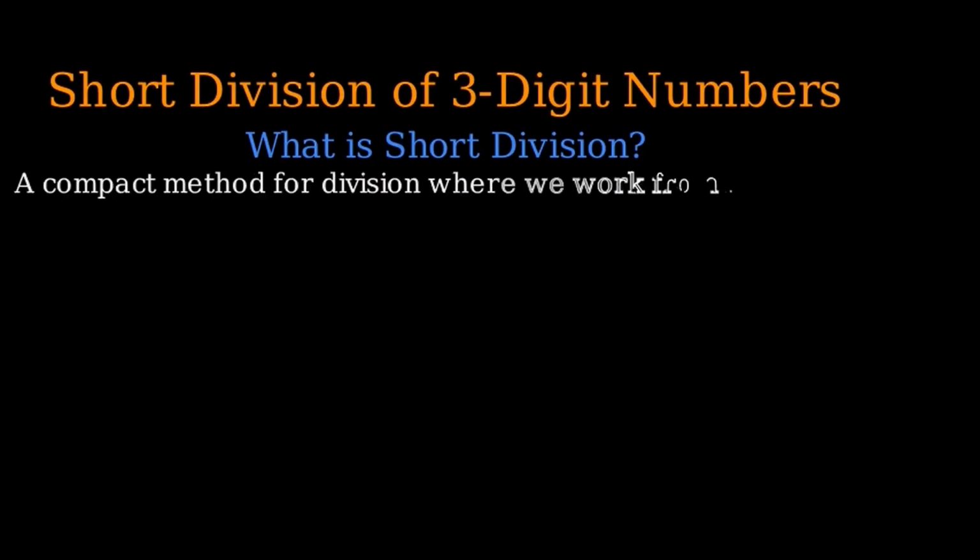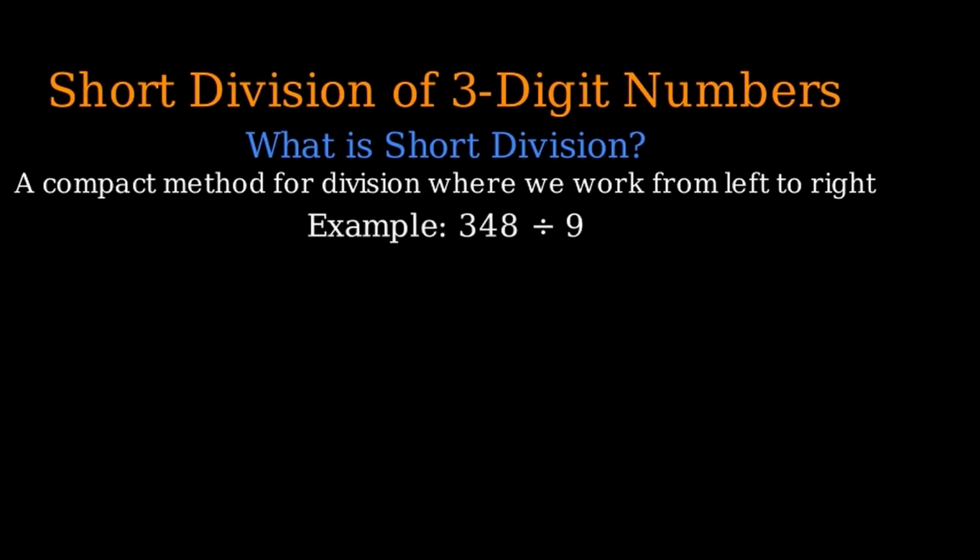Short division is a method where we work from left to right, dividing each digit and carrying any remainders to the next digit. For example, when dividing 348 by 9, we follow these steps. Let's solve the first problem, 348 divided by 9. We set up the division like this, with the divisor 9 outside, and the dividend 348 inside the division bracket.